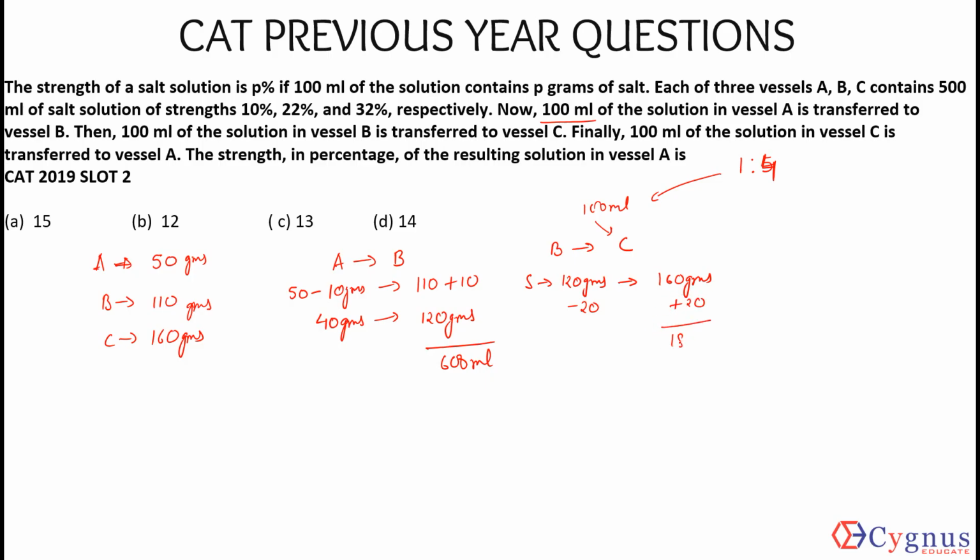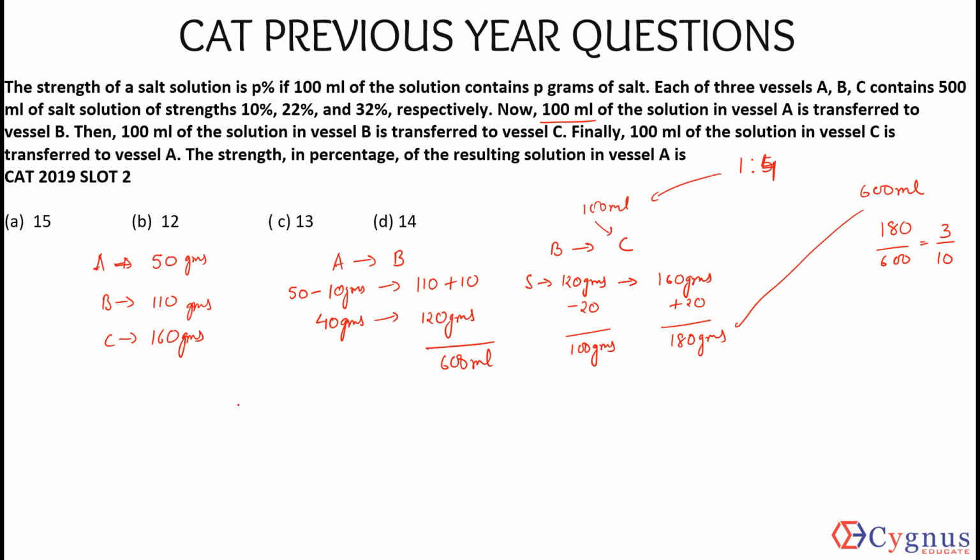So now this will have 180 grams of salt, and the salt left in B will be equal to only 100 grams. Fine. Now what's the total quantity of C? Earlier it was 500 ml, I've added 100 ml more. That means it has got 600 ml. Out of that 600, 180 is salt. So what's the percentage of salt here? It's 180 by 600, which cancels out to 3 by 10. That means it will have 30% salt here.